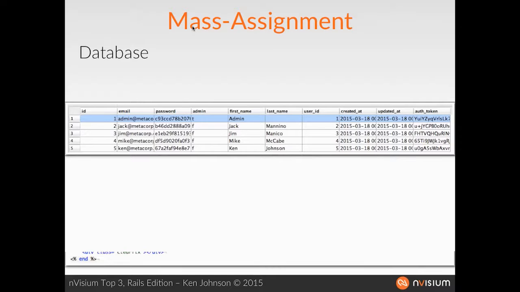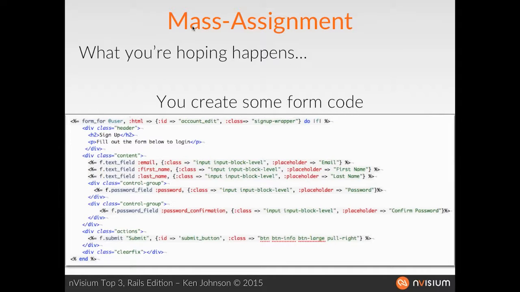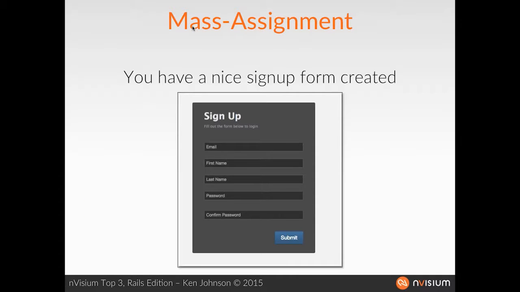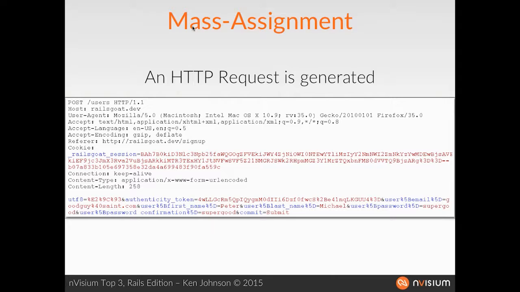That's going to come into play. So what are we hoping happens as a developer? Well, we want to create a form, and that form is going to have some attributes that we'd like to exist when we instantiate a user. So I want to know your email address, your first name, last name, and all that fun stuff, your password. So I'm going to create a form with some code, and it generates a nice sign-up form. Cool. These are all the details that I'm expecting to get.